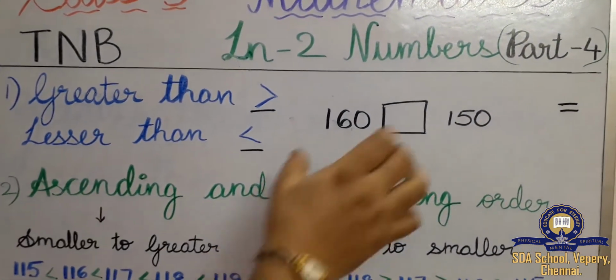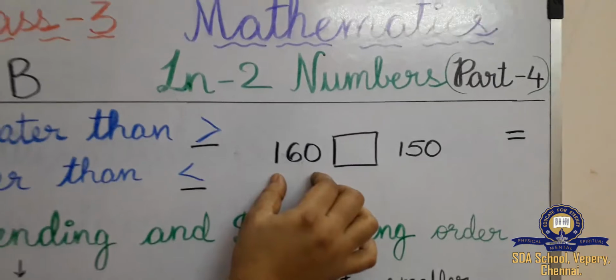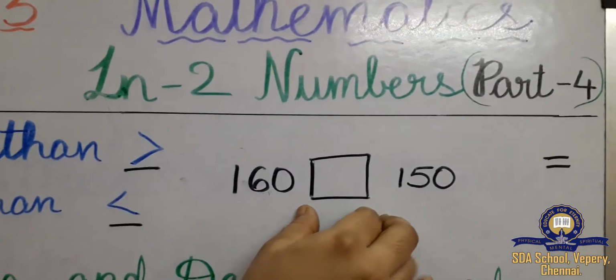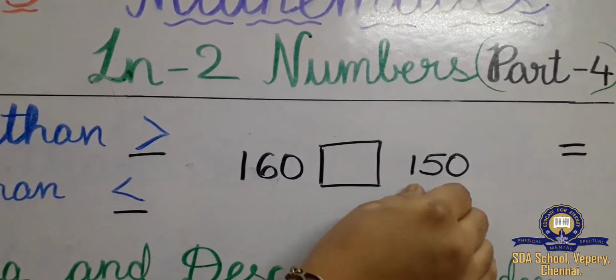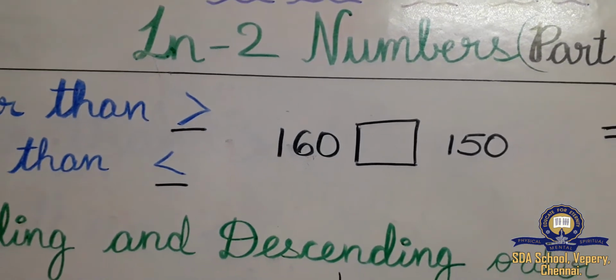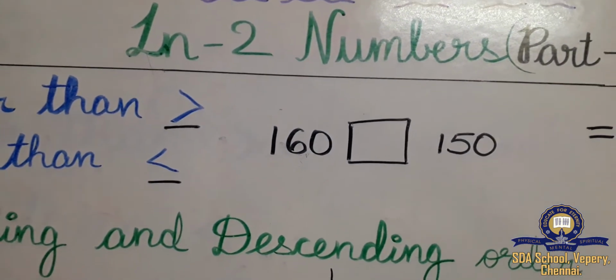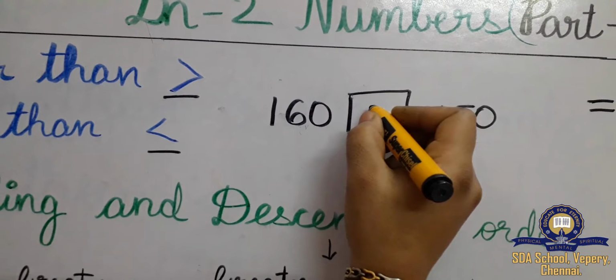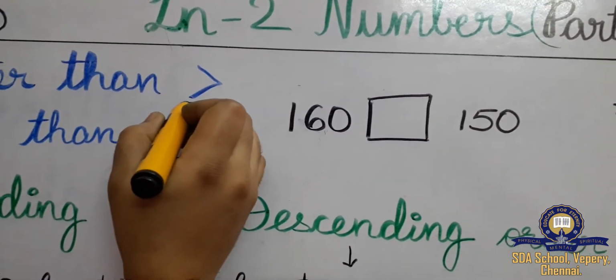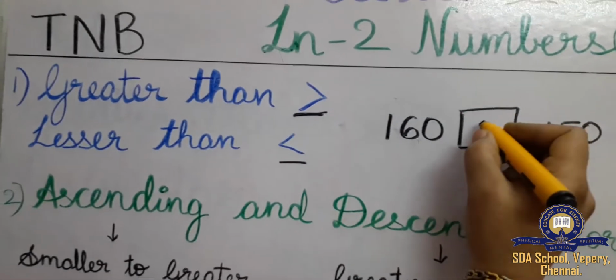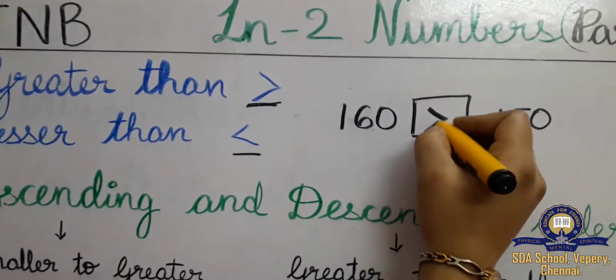Okay, now I have given one question here. 160 is greater than or lesser than 150. So what is the answer? Can anyone guess it? The answer is greater than, right? So what is the symbol for greater than? So we have to get this symbol.